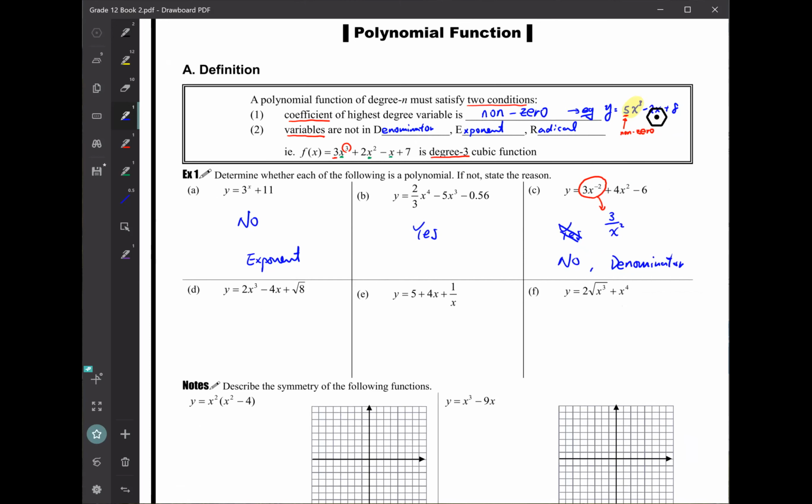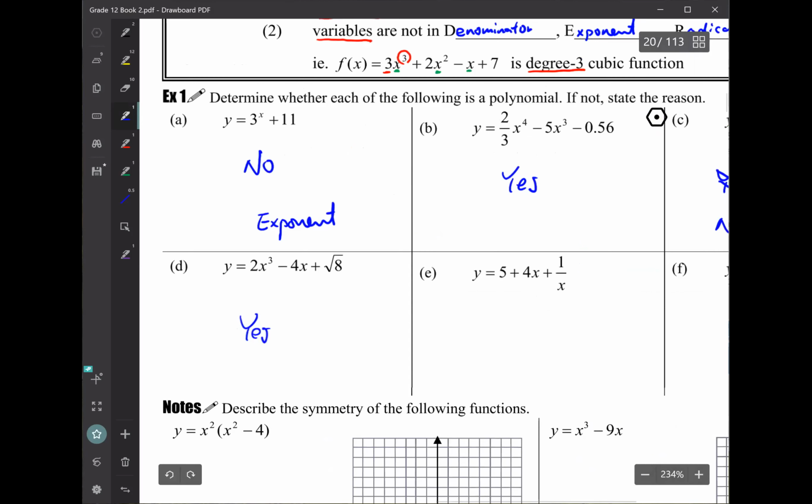Okay, how about D? D, Cindy, what do you think? Yes or no? Yes. Yes, okay. So this one, even though it has a radical, that radical doesn't have a variable, so that's okay. It's still a polynomial.